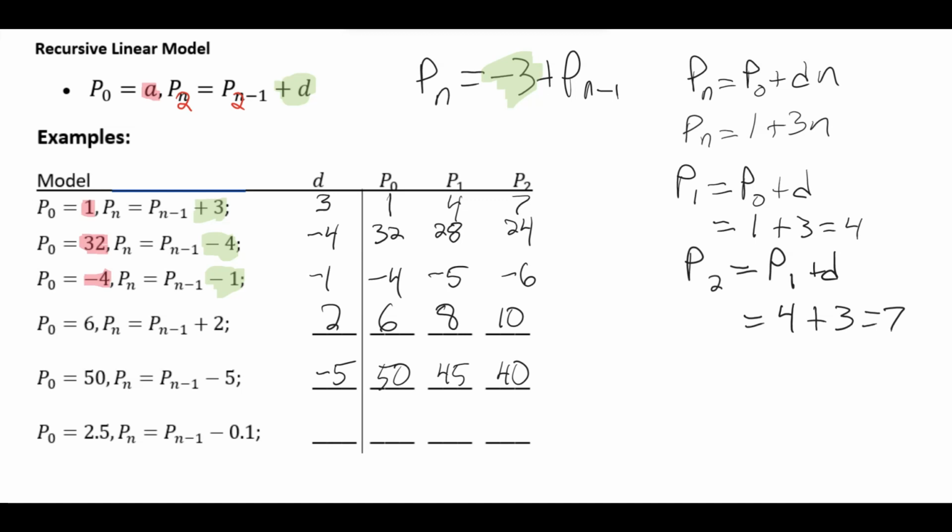Okay, D is negative 0.1. The first term is 2.5, then 2.4, then 2.3, etc. All right, this is your recursive linear model examples. I hope this makes sense.